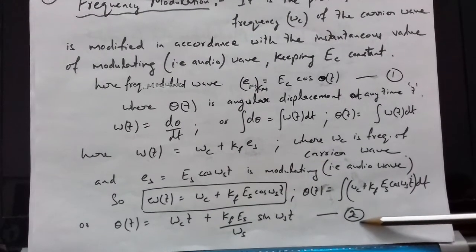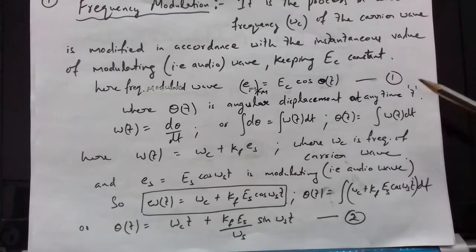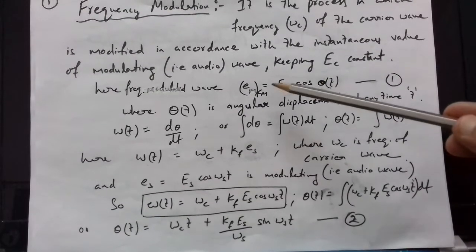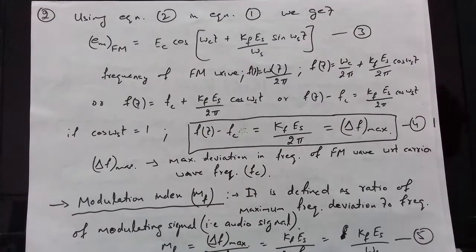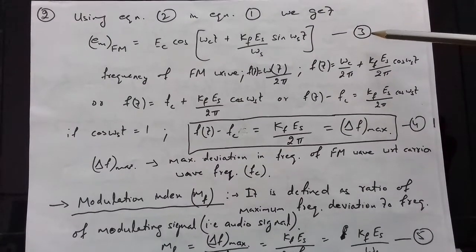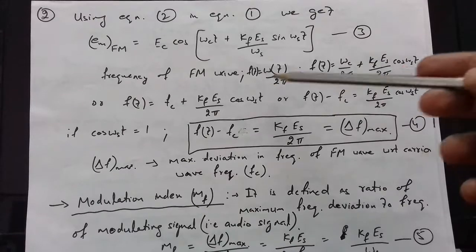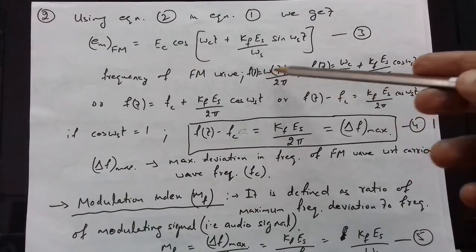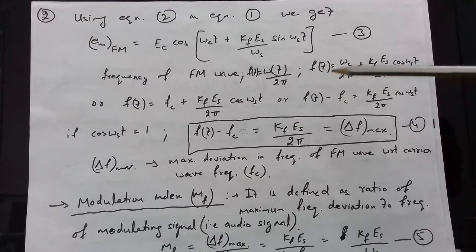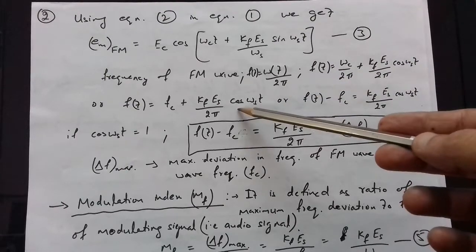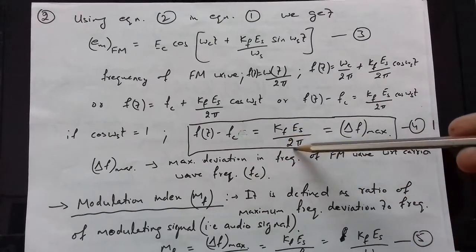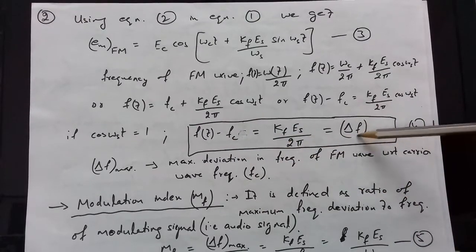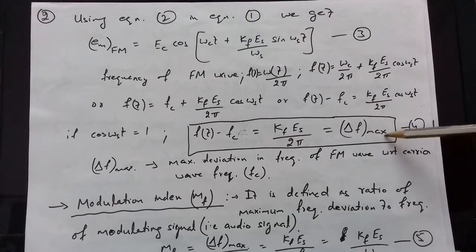So this value of angular displacement, if we put in equation 1, you will get the desired expression for the FM wave. Now equation 3 gives you the equation of the FM wave. From here you can find the frequency of the FM wave as omega t by 2 pi, and with very simple calculations you can find the value of Ft minus Fc, it is kf Es over 2 pi, which is the maximum deviation in the frequency of the FM wave.